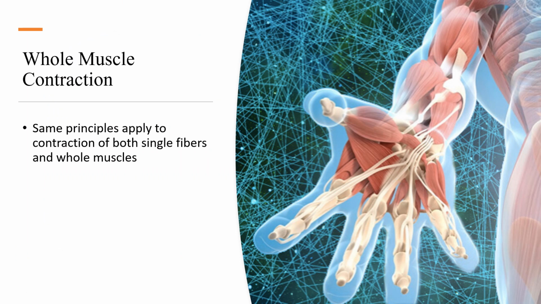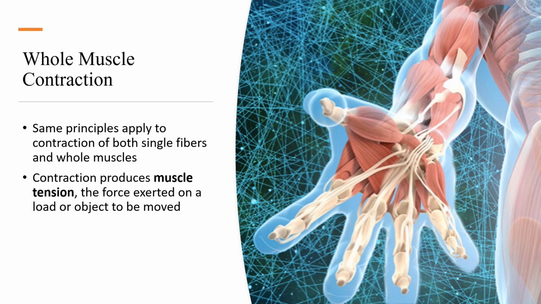So up until now, we've talked about the contraction of a single muscle fiber, but the same principles are going to apply when we talk about a whole muscle. And we're going to start talking about something called muscle tension. Tension is the force exerted on a load or an object to be moved. So when you're picking up your cell phone, you have some amount of muscle tension to be able to bring that cell phone up so that you can then look at it.